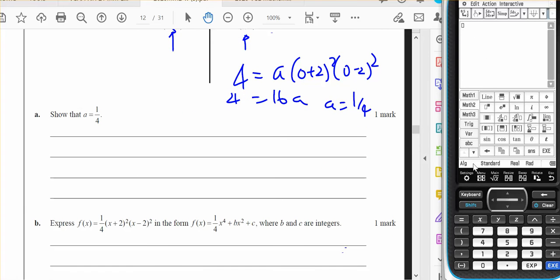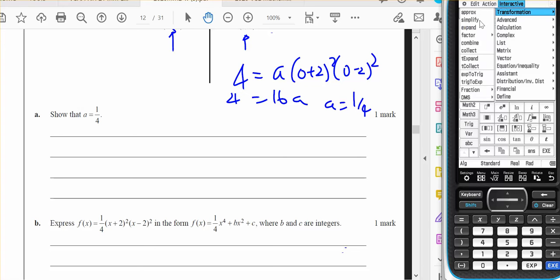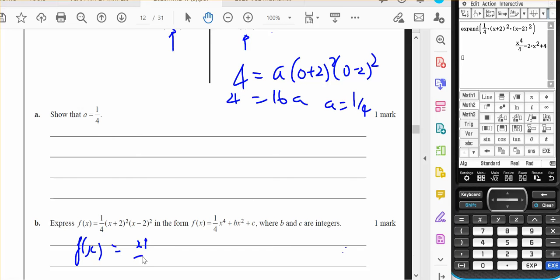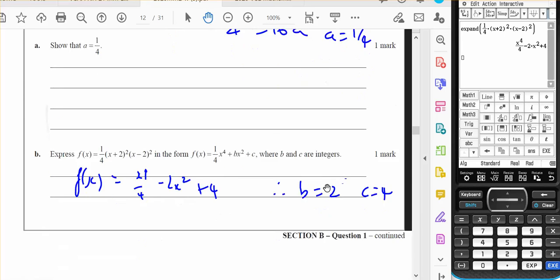Part B, express this in that form. So I'm going to type it over here. I've got 1 divided by 4, bracket x plus 2 squared, bracket x minus 2 squared. Execute. I'm going to take that, interactive, transform, expand, and it gives me f of x equals x to the 4 on 4 minus 2x squared plus 4, therefore b equals -2 and c equals 4. Okay, that's part B.